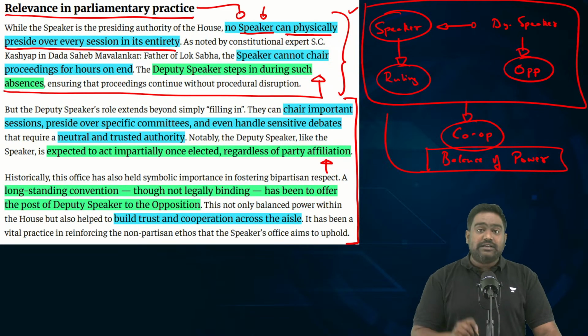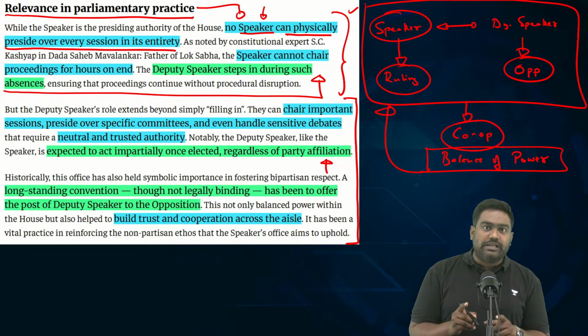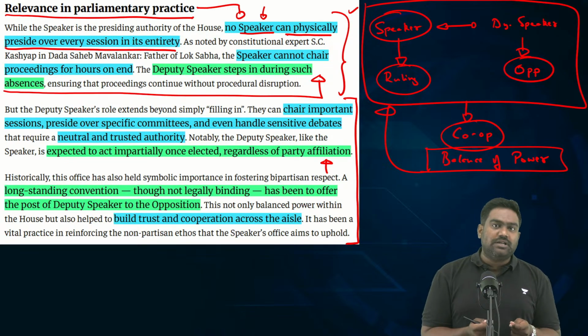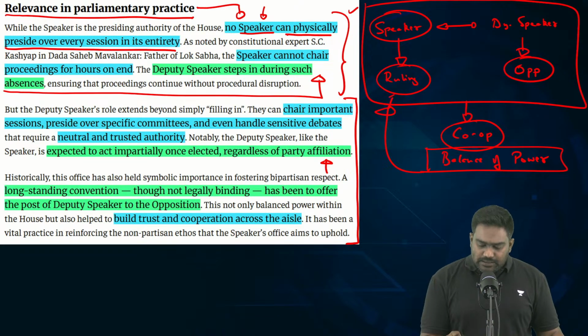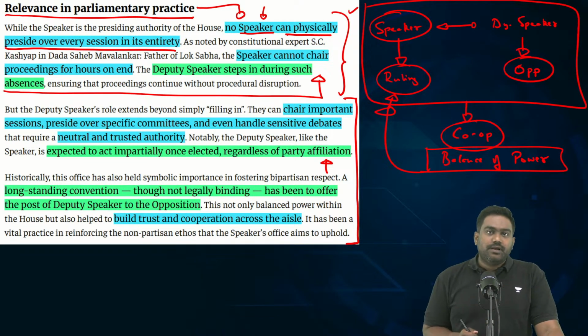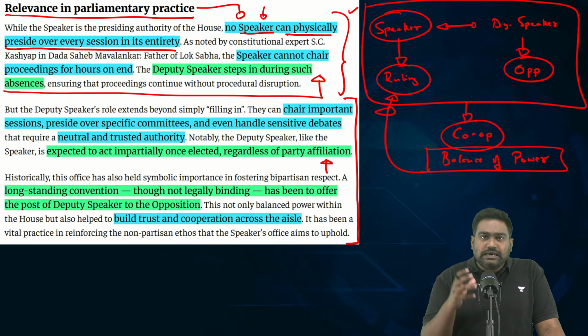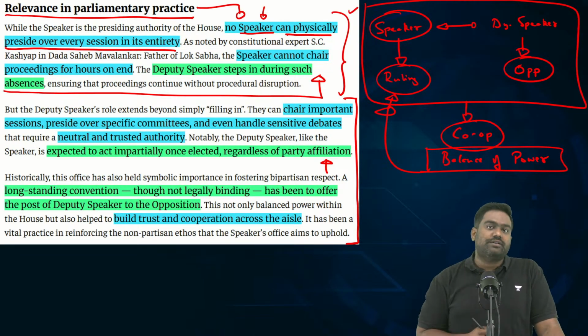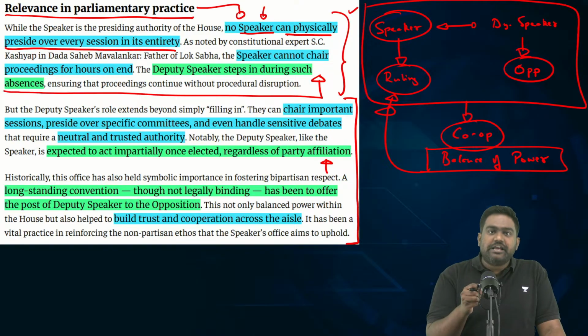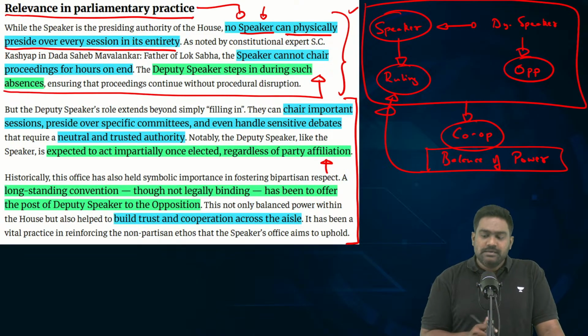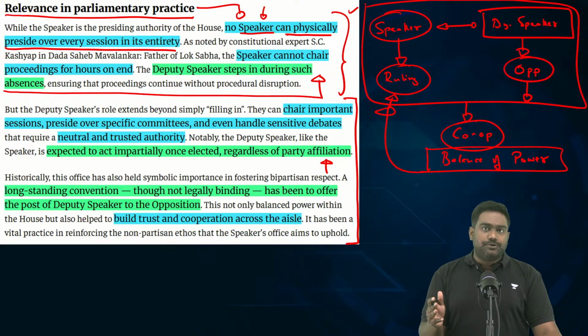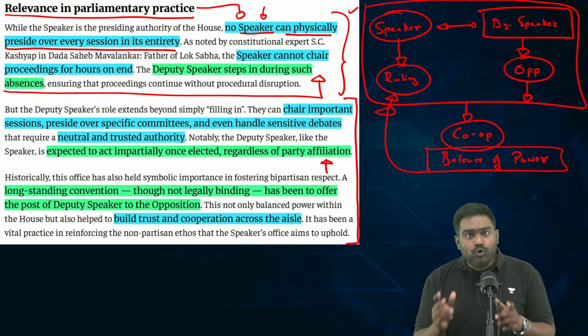It ensures that the ruling party with a full majority doesn't dominate over the House of the People and doesn't bring in majoritarianism. It ensures that even minority voices can be protected. And that is the very essence and beauty of democracy. So, the parliamentary convention that has been followed in India is that the deputy speaker is always from the opposition. It's not a written rule.